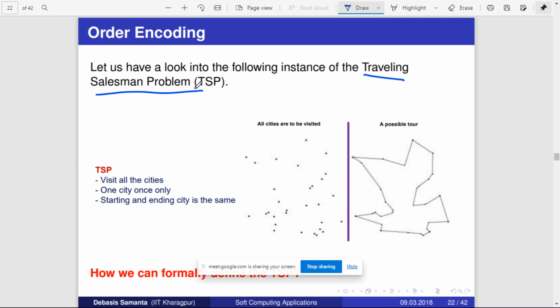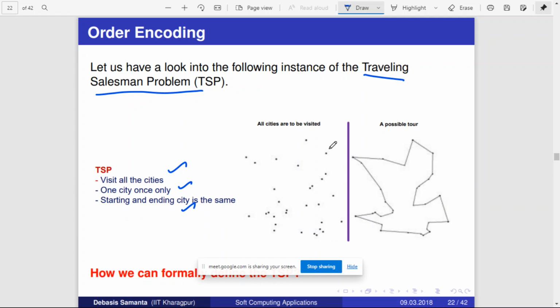In a traveling salesman problem, these are the set of cities. All these dots represent the set of cities that are to be visited by the traveling salesman. The traveling salesman should visit all these cities, but he should visit each city exactly once. He should not visit any of the cities more than once. Only one city he can visit more than once, that is the starting city, because he has to come back to the starting city. So the starting and the ending city should be the same. Only that he can visit twice, right?